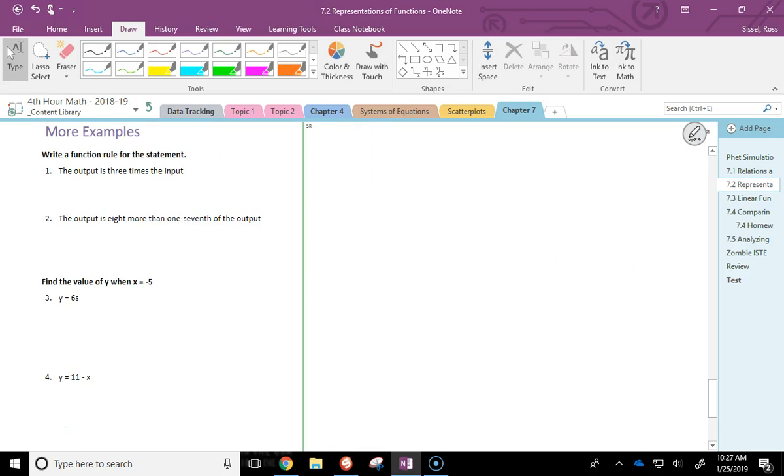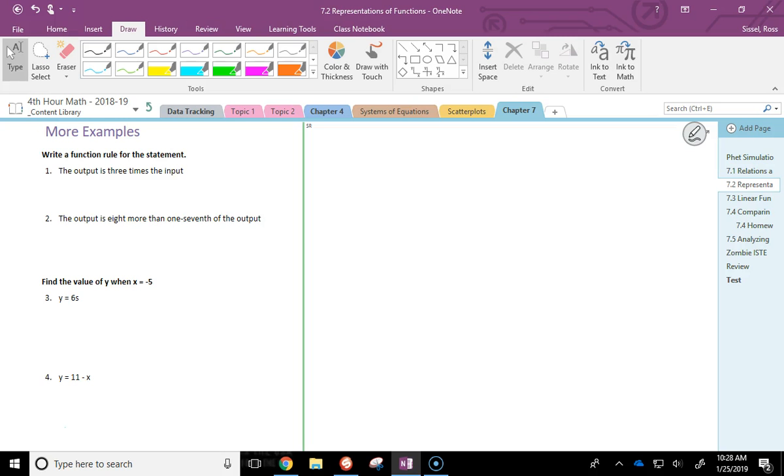Real fast, because we have to know this. I know this isn't in your notebook. You want to see this. I'm going to give Starbucks for each one of these, and then we will be done. Write a function rule for this statement. So now they're putting these in words. The output is 3 times the input.